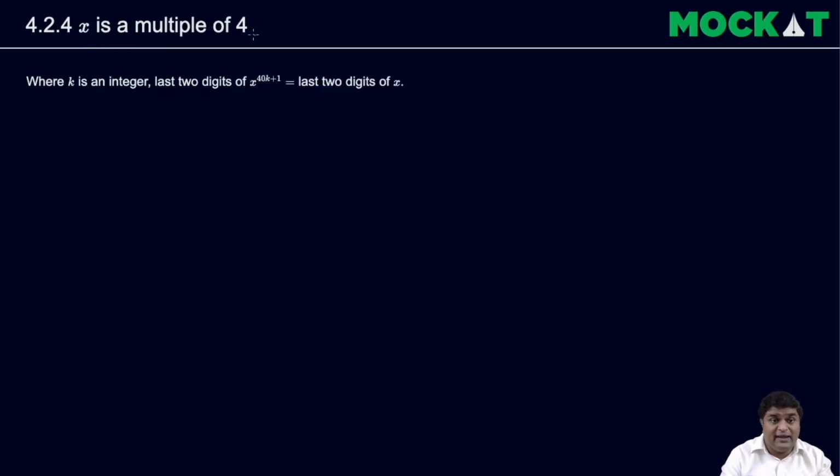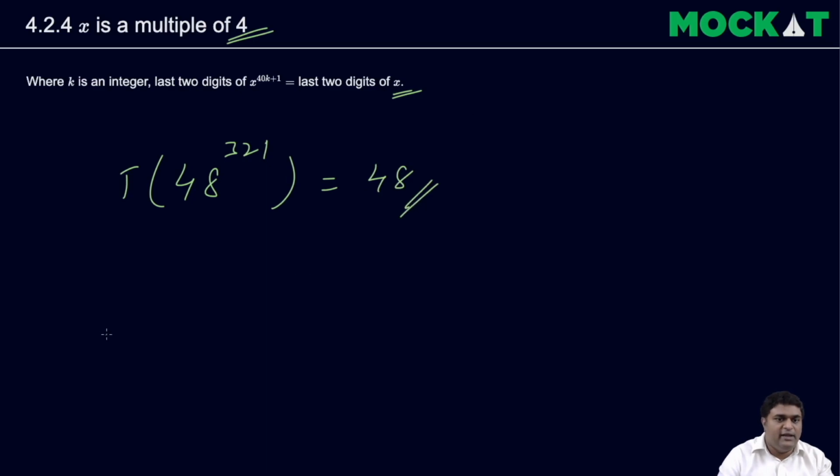The next is where x ends up becoming a multiple of 4. Where x is a multiple of 4, then x power 40k plus 1. So let's take a multiple of 4, let's say 48, to the power of a 40k plus 1, let's say 321, 40 into 8 plus 1. The last two digits over here is going to be that of x itself, which is 48 itself.